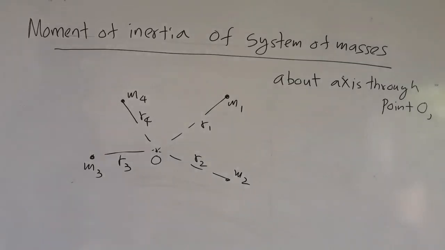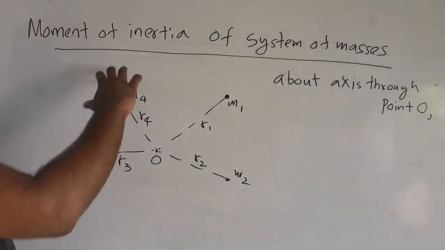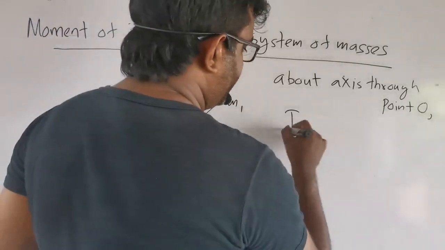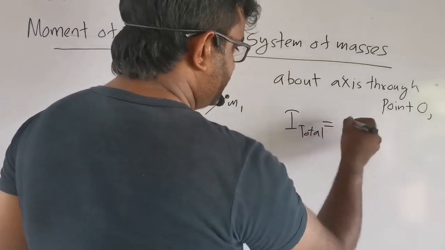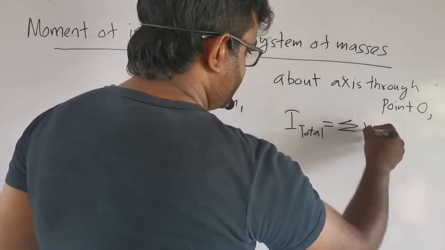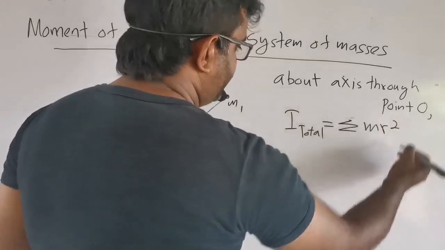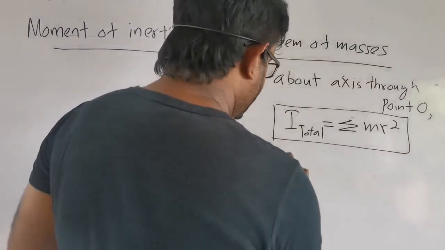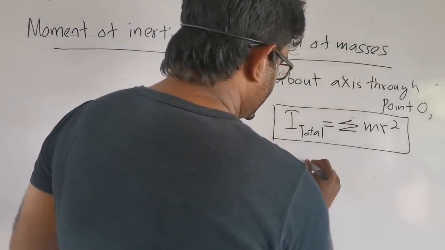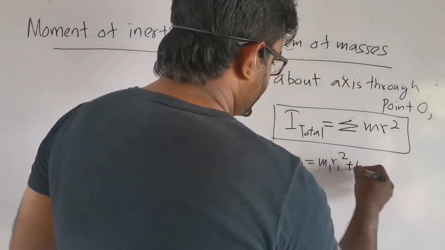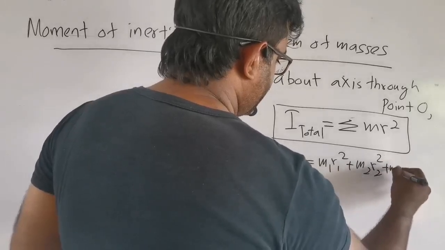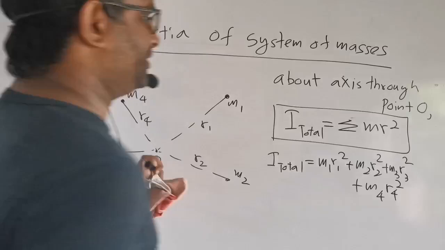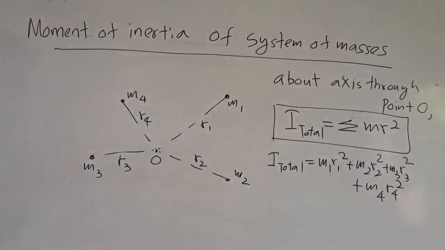Right, so about axis through point O. Now you can see there we have several masses. So we can write I total is equal to the addition of all these moments of inertia. That means I equals sigma m r squared. For this example we can write I total is equal to m1 r1 squared plus m2 r2 squared, m3 r3 squared plus m4 r4 squared likewise, right? Okay, copy down this.